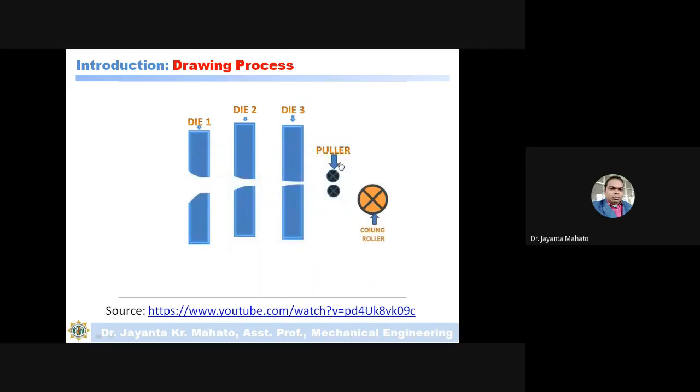And there are some pullers or rollers there. And there is an arrangement of coiling roller. This is actually for coiling the extruded wire. So this is the raw material. By using this puller, this material will be pulled in.